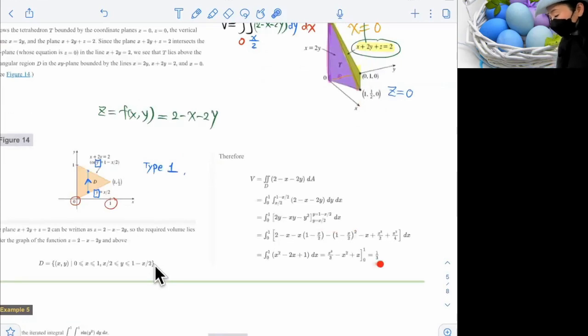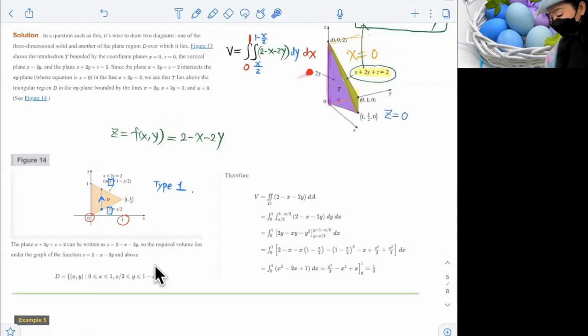You just try to find the antiderivative, etc. And this is the most important part.